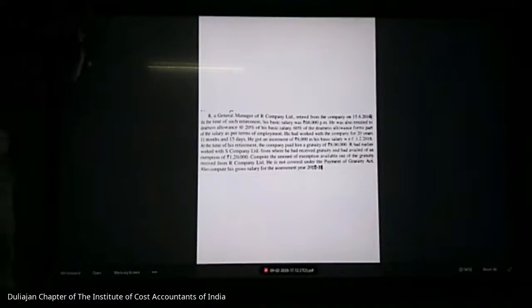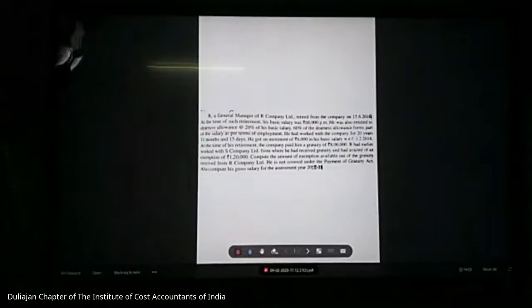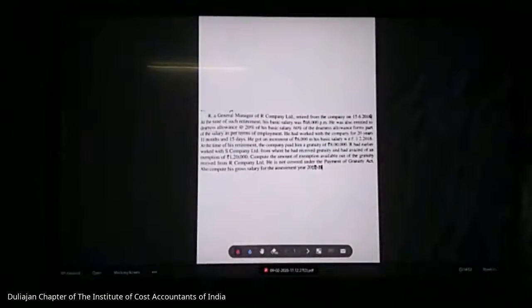R, a general manager of Our Company Limited, retired from the company on 16th of June 2019. At the time of his retirement, his basic salary was 68,000 per month. He was also entitled to dearness allowance of 20% of his basic salary. I had told you yesterday that not always will the amount of DA be given in figures. This may be given in percentages as well.